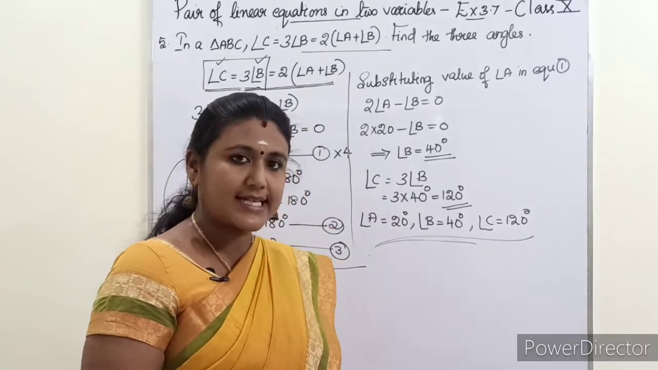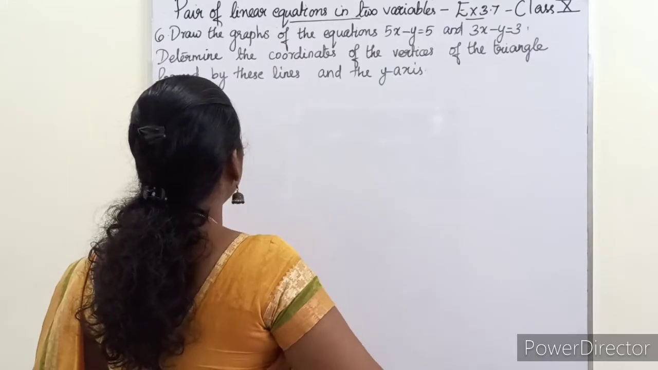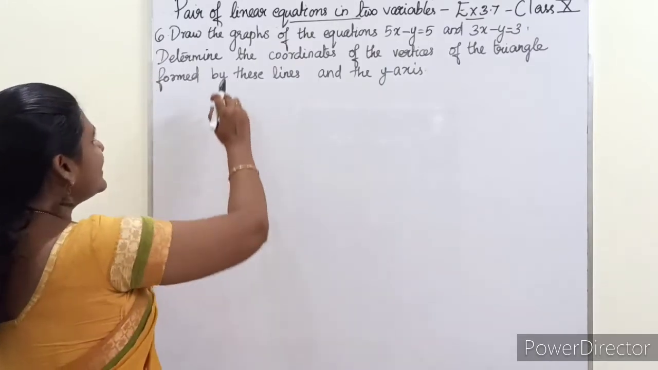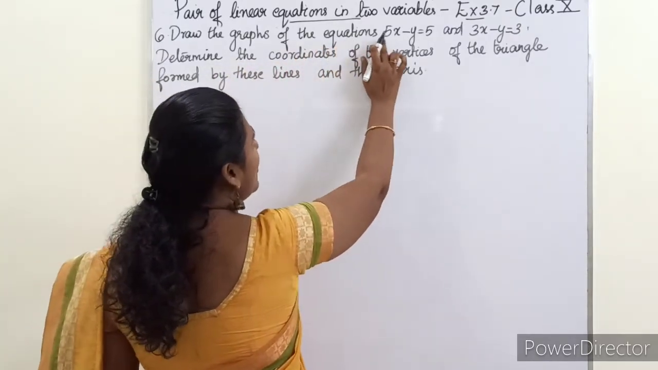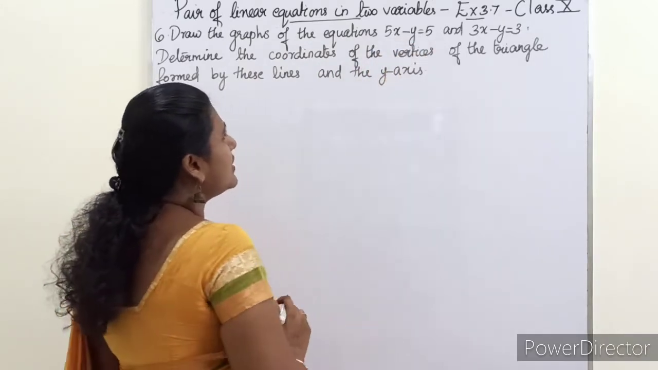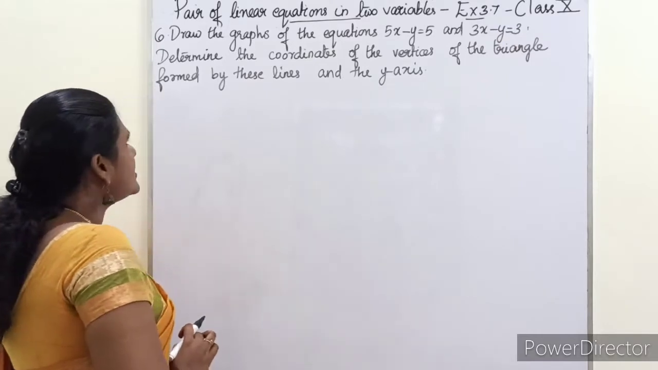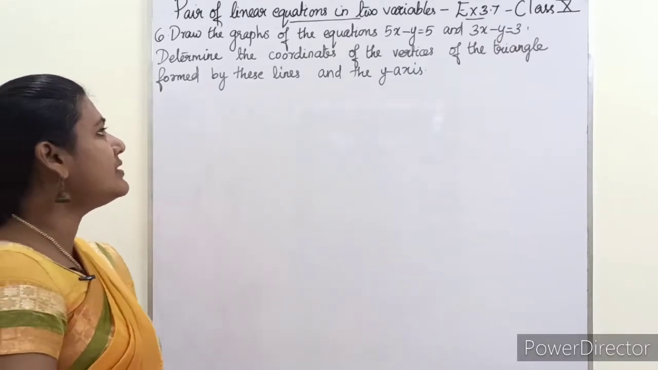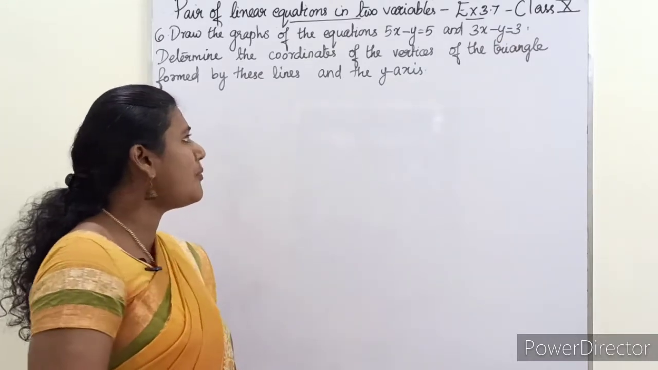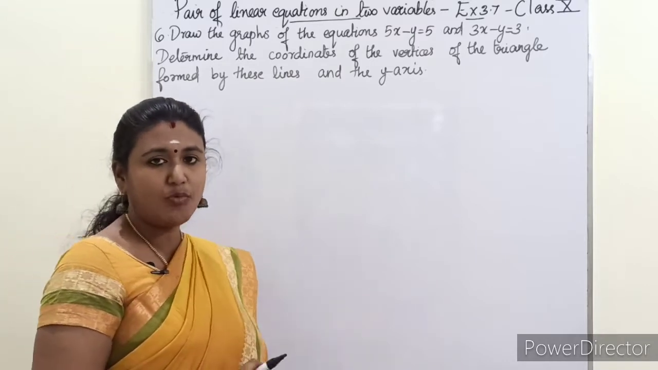Now we will see the next question. Question number 6. Draw the graphs of the equations 5x minus y is equal to 5 and 3x minus y is equal to 3. Determine the coordinates of the vertices of the triangle formed by these lines and y-axis.